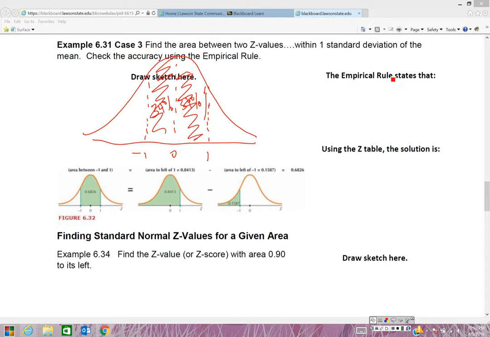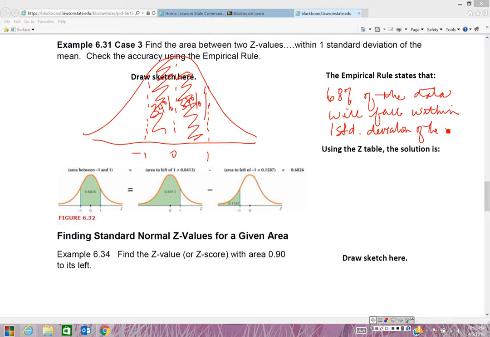So the empirical rule states that 68% of the data will fall within one standard deviation of the mean. Now, using the z-table, we're going to figure this out.